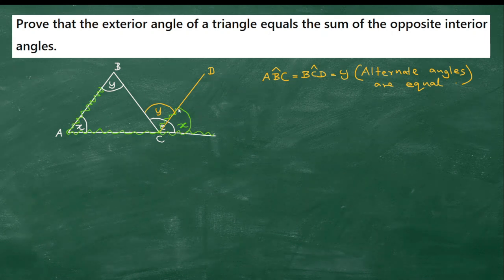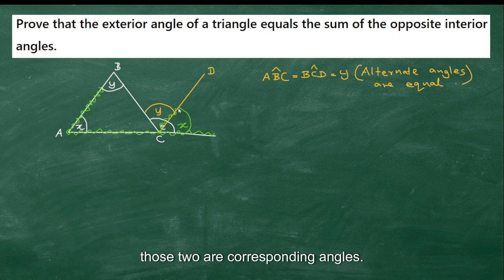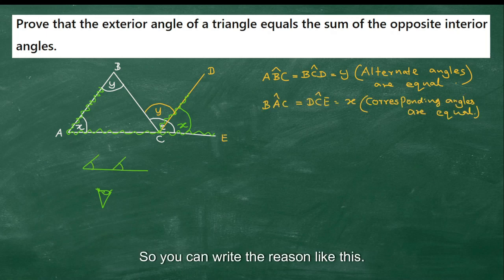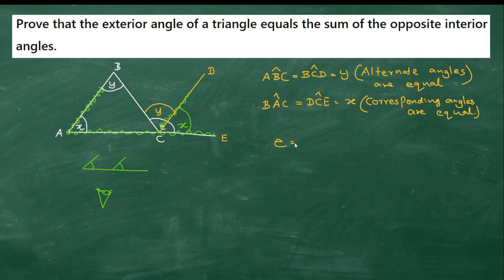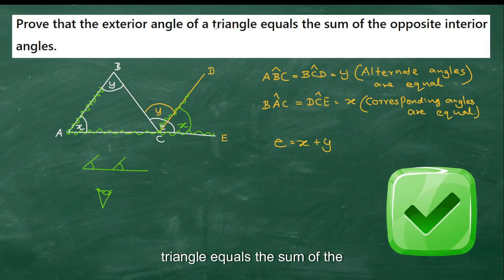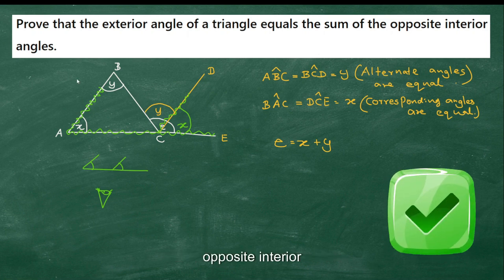Now, if this angle here is X, obviously this angle here should also be X. The reason is those two are corresponding angles. So if you look from this side here, you can see they are in the shape of a letter F, like that. And this is X, so this must be X. So you can write the reason like this: corresponding angles are equal. Now you can clearly see that the exterior angle E is equal to the sum of X and Y. So we just proved that the exterior angle of a triangle equals the sum of the opposite interior angles.